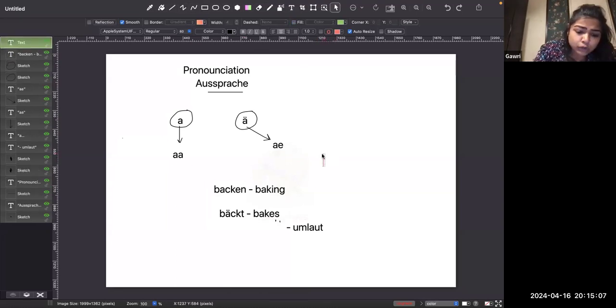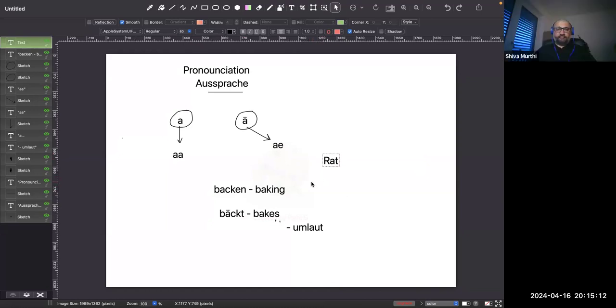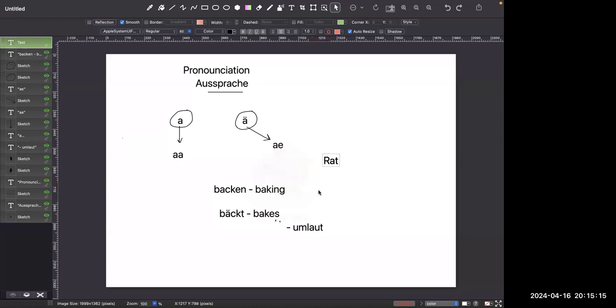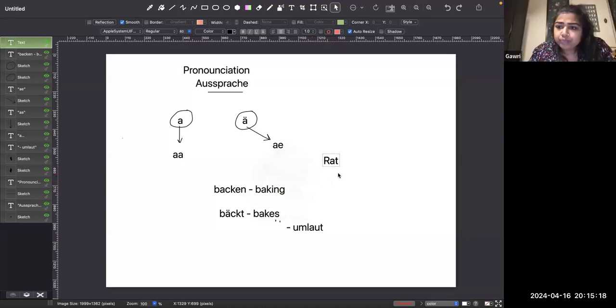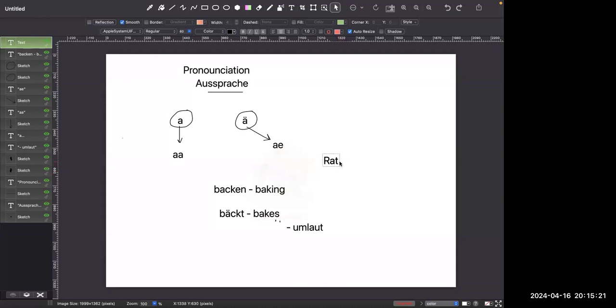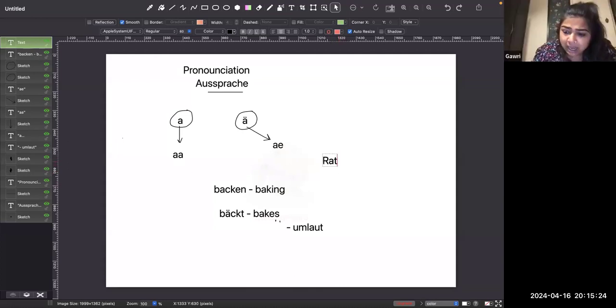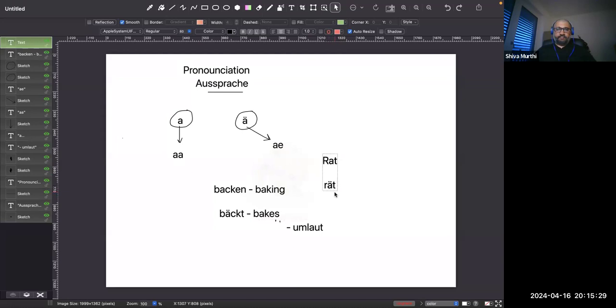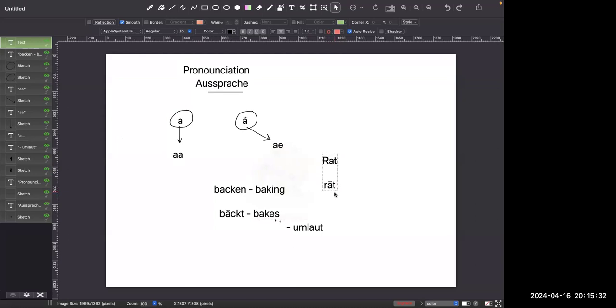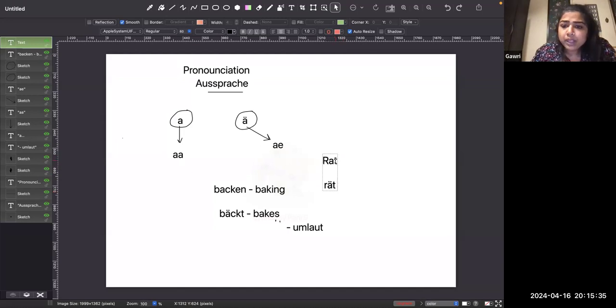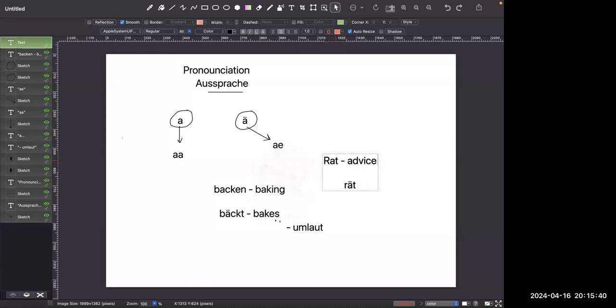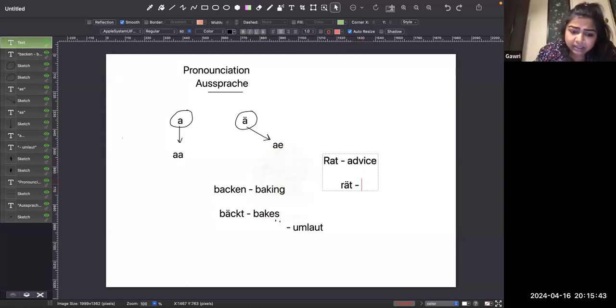So guys, how would you pronounce this word if you see this word in German? Rat. Genau. And then how will you pronounce this word with umlaut? Rate. Genau. So the first word, Rat, means advice, and Rate means advices.